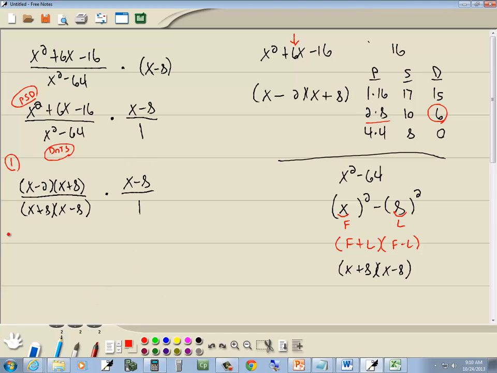Now step 2, cancel. Our only guideline is one's on top, one's on the bottom, and they're the same. Well, here's x plus 8, here's x plus 8. One's on top, one's on the bottom, and they're the same. This x minus 8 here cancels this x minus 8. One's on top, one's on the bottom, and they're the same. And then the only thing we're left with is x minus 2 over 1, which just gives us x minus 2. So that's our answer.